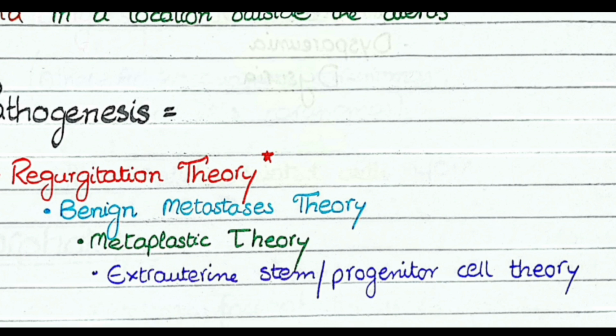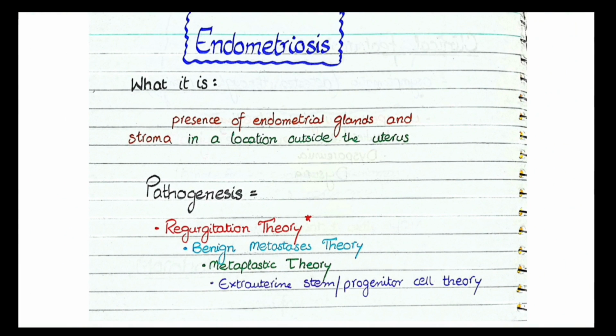And the fourth theory is the extrauterine stem or progenitor cell theory. This theory states that the progenitor cells from the bone marrow that are circulating in the blood implant at the level of the abdomen and pelvis, and they differentiate into the endometrial tissue and stroma. So this is called the extrauterine stem or progenitor cell theory. So these are the theories. These theories explain how the endometrial tissue develops.